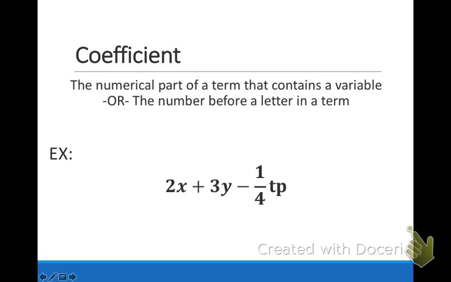A coefficient is the numerical part of a term that contains a variable, or the number before a letter in a term. So, the coefficients here are 2, 3, negative 1/4.